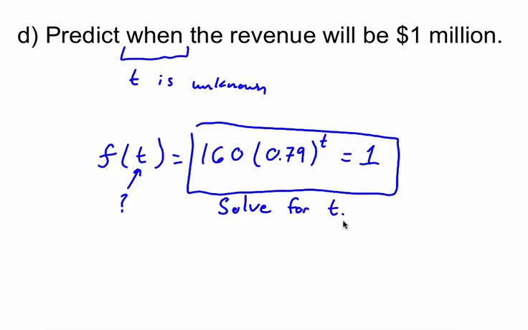Now, hopefully at this point, you already have a game plan in your head about how you're going to tackle this problem and know that that game plan is somehow going to involve logarithms. So what I need to do is get this base of 0.79 to the t isolated by itself. So to do that, I need to undo the operation that 160 is doing to it. 160 is multiplying. So to undo that, I need to divide. So I'm going to say 1 divided by 160.